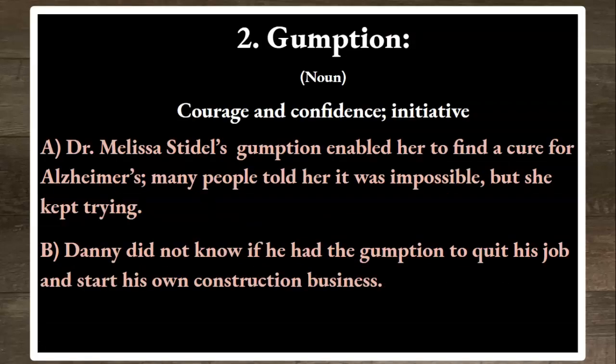Gumption is courage and confidence or taking initiative. If you don't know what that word initiative means, it means advocating for yourself. So Dr. Melissa Steidel's gumption, or courage, confidence, initiative, enabled her to find a cure for Alzheimer's. Many people told her it was impossible, but she kept trying. Danny did not know if he had the gumption or courage to quit his job and start his own construction business.